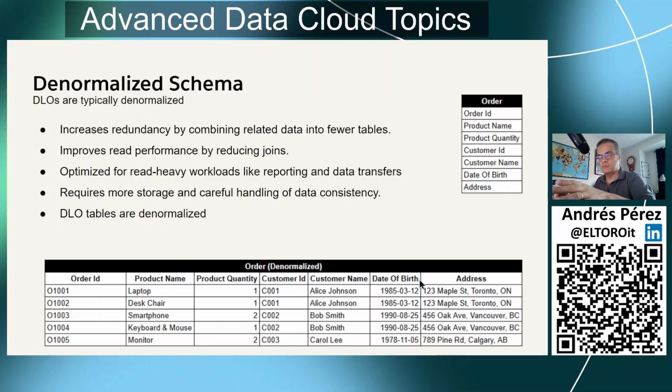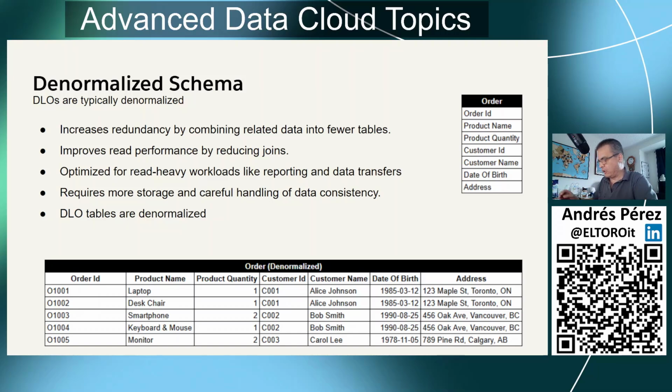DLOs, DMOs. DLOs are typically denormalized. What does denormalized mean? We've talked about it a few times, but let's go into depth right now. What actually is denormalized, and what are normalized schemas? DLOs are typically denormalized, which means you basically have one table with a lot of different columns.